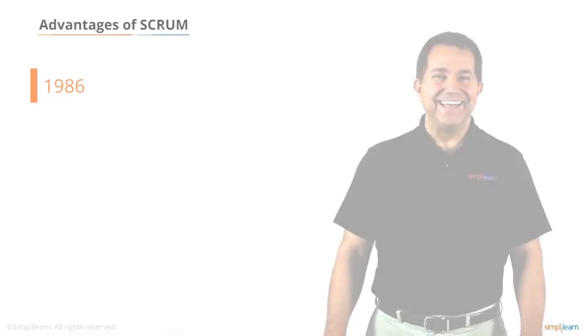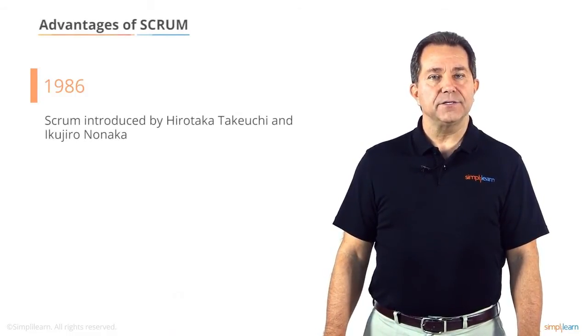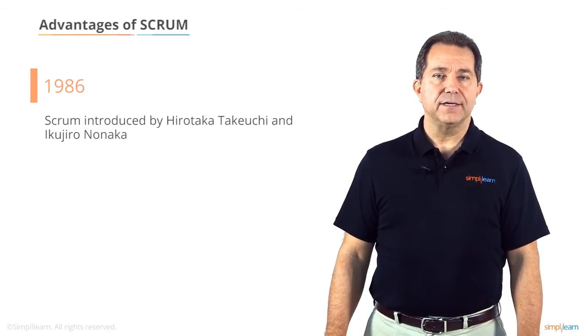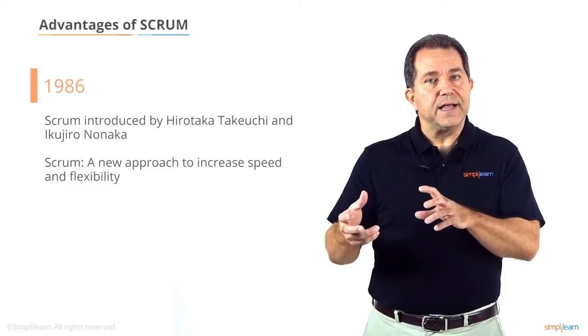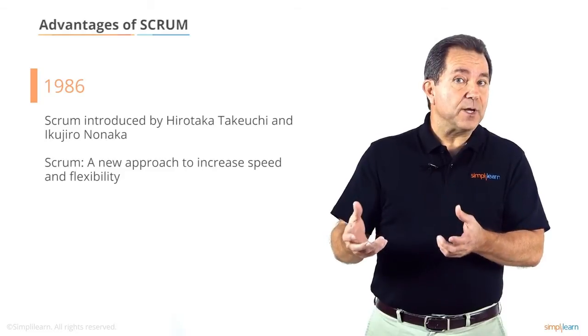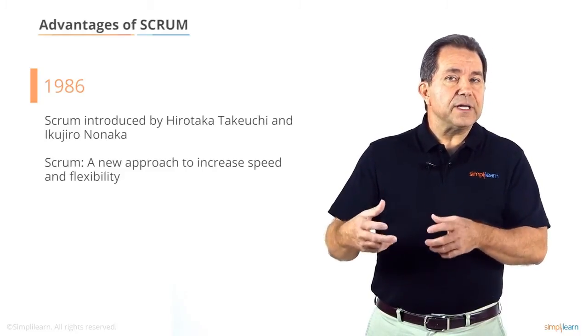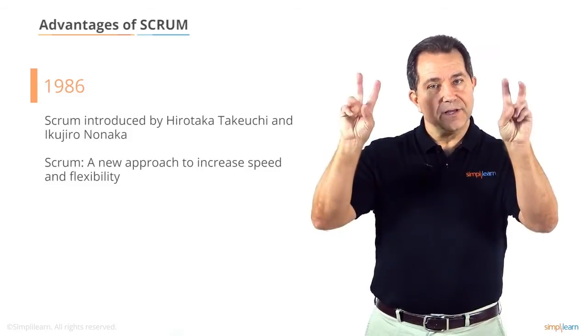In 1986, Scrum was first introduced by Hirotaka Takeuchi and Ikujiro Nonaka. They described it as a new approach to commercial product development that would increase speed and flexibility. They actually called it the rugby approach. And then in the early 1990s, this method was first referred to using the single word Scrum. Scrum is a proven agile software development method, providing significant benefits over the traditional waterfall approach.